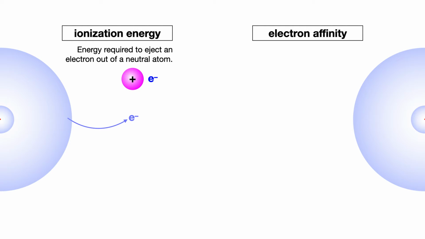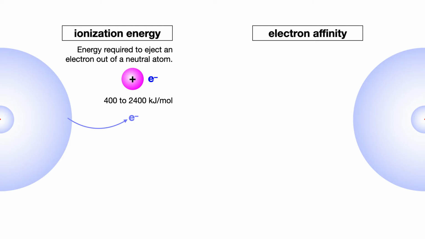And so doing this, we're separating a negatively charged electron from a positively charged ion, so energy needs to go in, and it's rather a lot of energy, although it varies quite a bit. It's in the range of 400 to 2,400 kilojoules per mole.